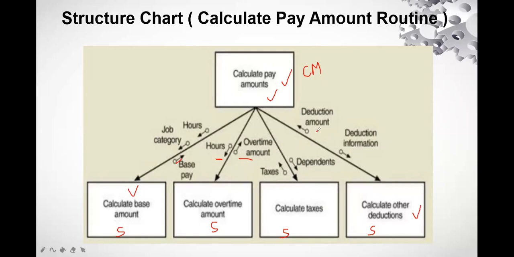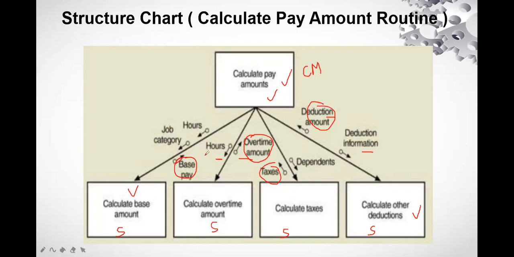What it needs is it will get the deduction information regarding the same, and what it will give back is the deduction amount. So finally, in this direction, it will receive the basic pay. Then it will receive the overtime amount. Then it will receive the taxes, and then receive the deduction amount.